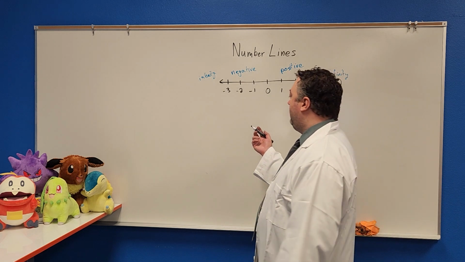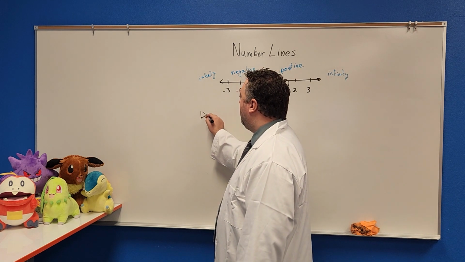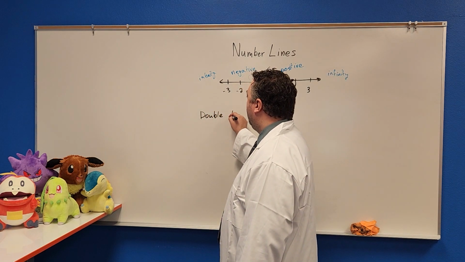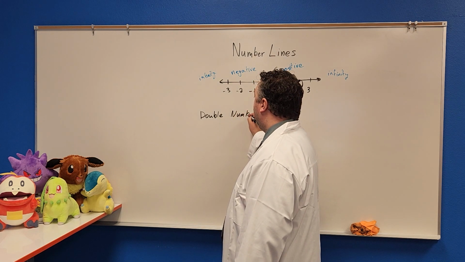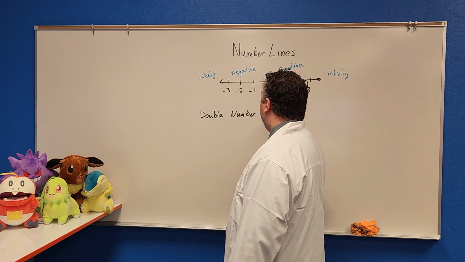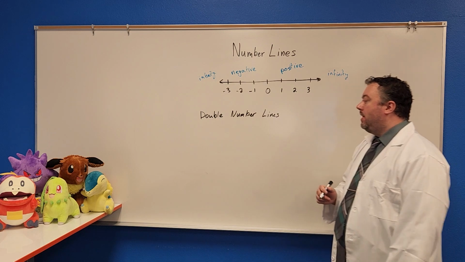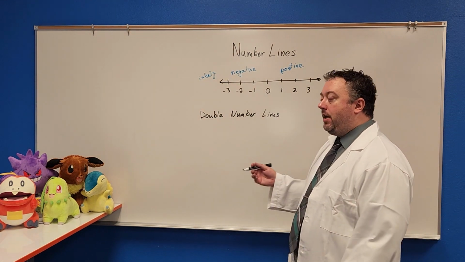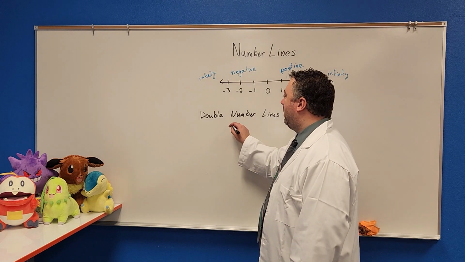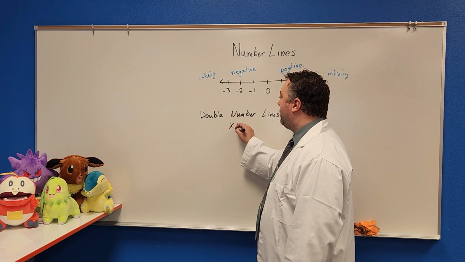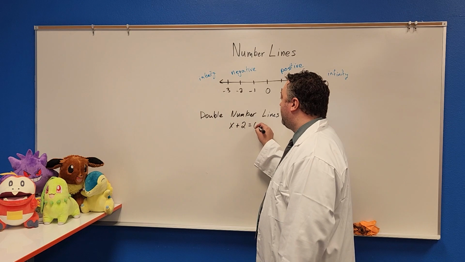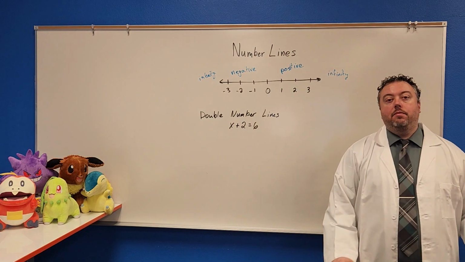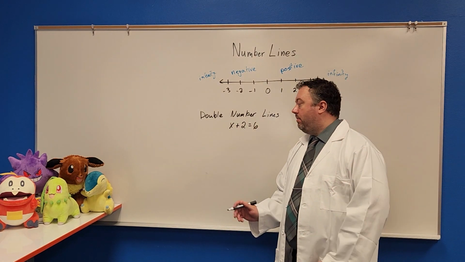So let me illustrate this by doing something called double number lines. And in this case, I am going to be solving our equations that we did earlier. Let's start with the addition equation, x plus 2 equals 6. And to do this, I am going to use double number lines.